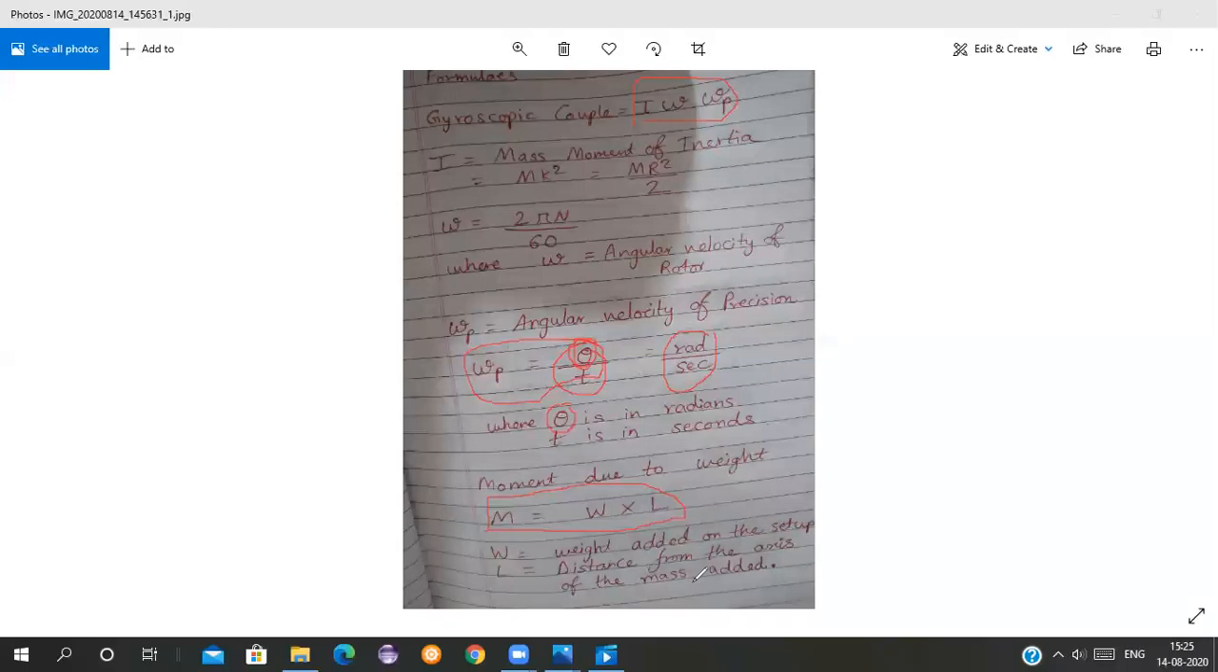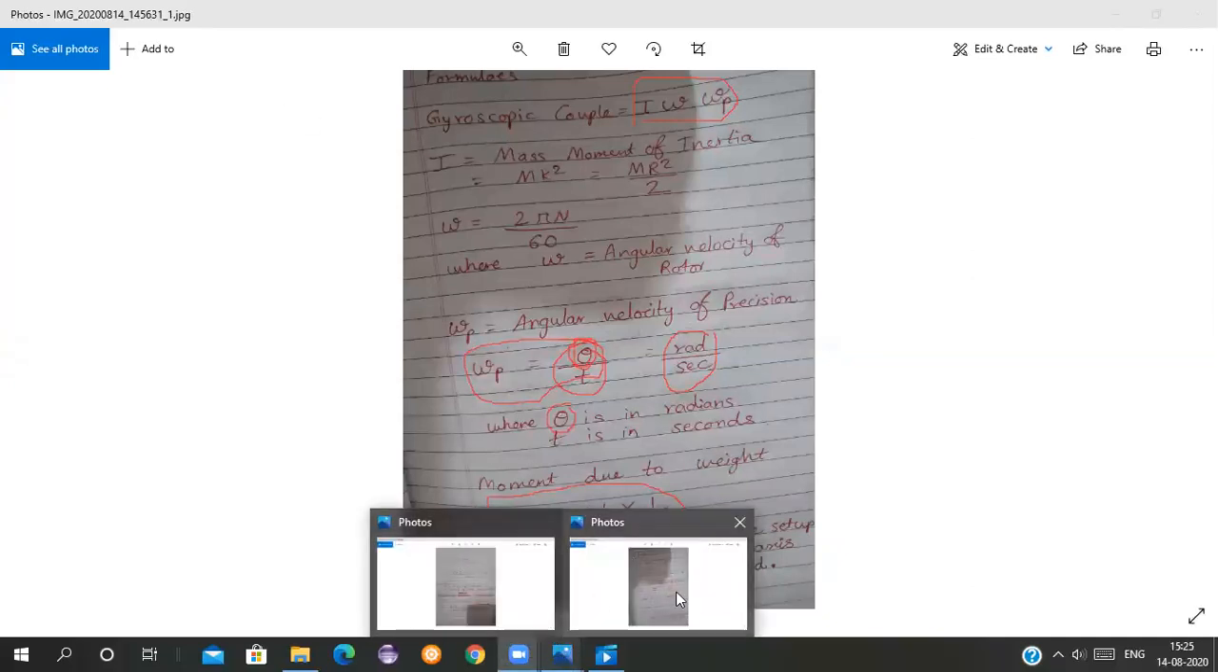So now you can start calculating, students. You can start taking the values and start solving it. See, I value I have given you. I is mk square. Now you have to solve, students, and tell me the answer.